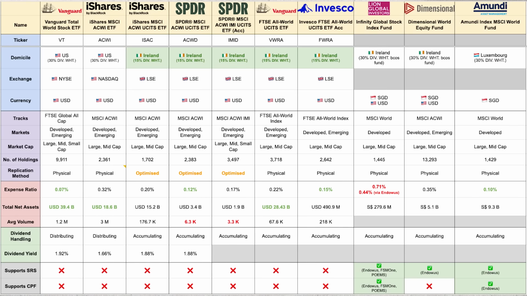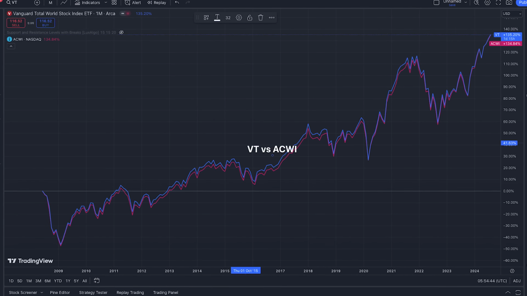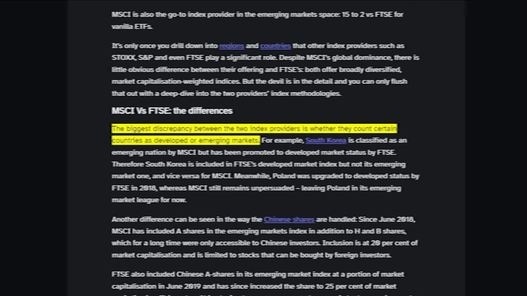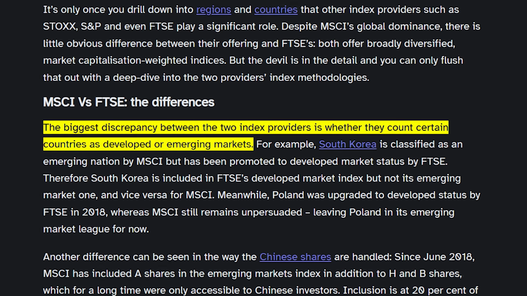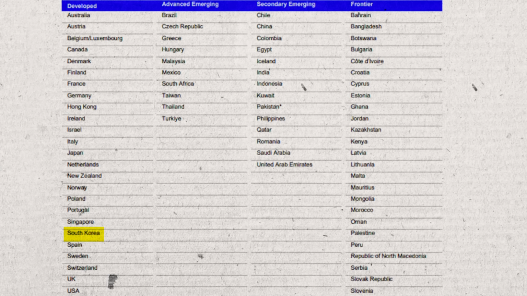So if you look at my list here, you will see that different funds track different markets as well as stocks from different market cap. And if you compare their performance, most of them would give you around the same returns. Also, another thing that you will notice is that there are indexes from MSCI and there are indexes from FTSE. What are they? And what are the differences? To put it simply, they are basically different index providers. The biggest difference between them is how they count certain countries as developed or emerging markets. For example, MSCI classifies South Korea as an emerging market, whereas FTSE classifies it as a developed market. But again, there's nothing much to be worried about, as they are basically almost the same.